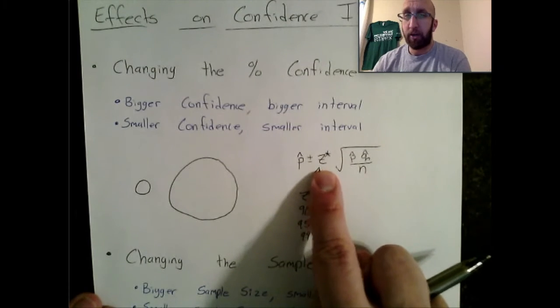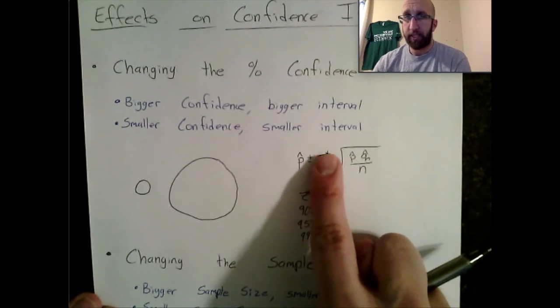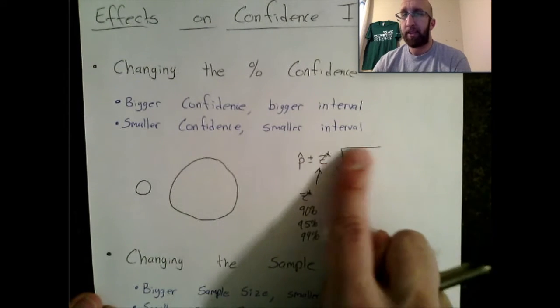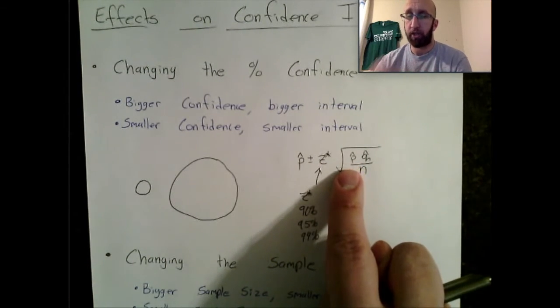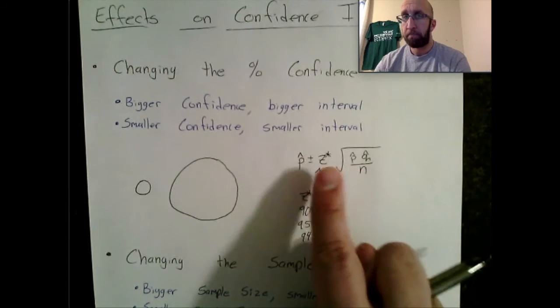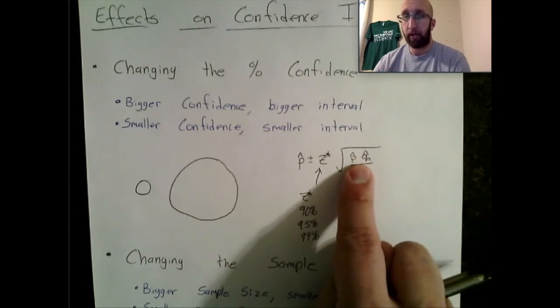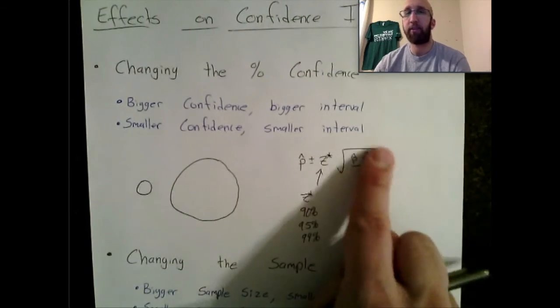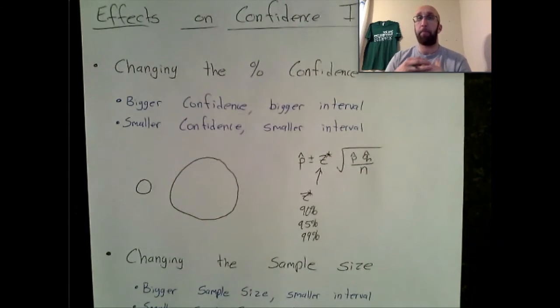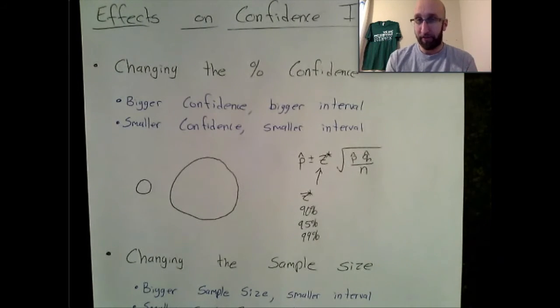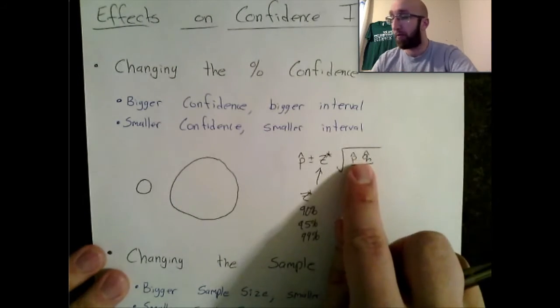Now, this z star is going to act like a multiplier here. It's this number multiplied by whatever you get from the square root, and that's what creates your margin of error. So it's a multiplier here. The bigger this number gets, the bigger this overall number gets. Okay, the smaller this number gets, the smaller this overall number gets. So the bigger your z star, the bigger your margin of error. The smaller your z star, the smaller your margin of error.